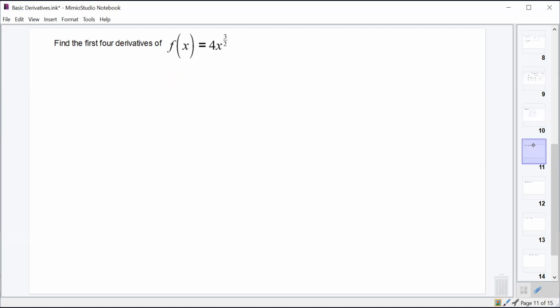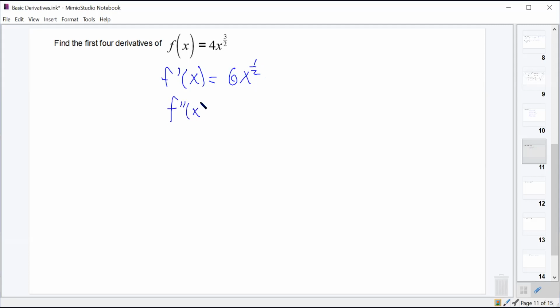Find the first four derivatives of 4x to the 3 halves. What's the first derivative? 6 square root of x. 6 square root of x, or 6x to the 1/2 is perfectly acceptable.